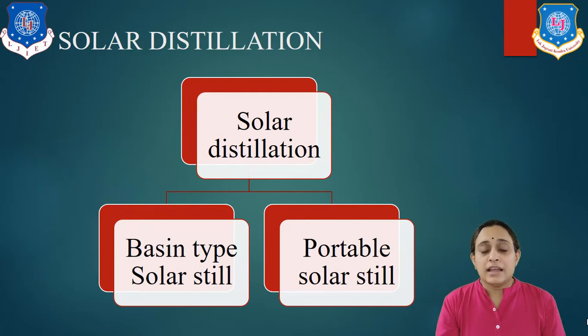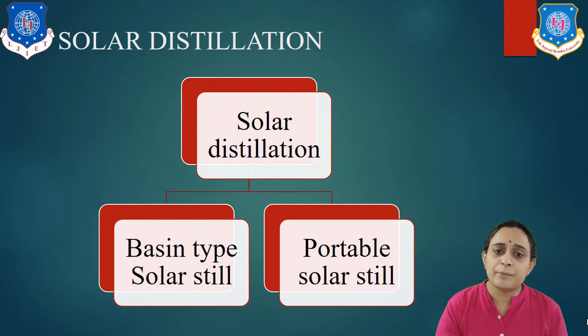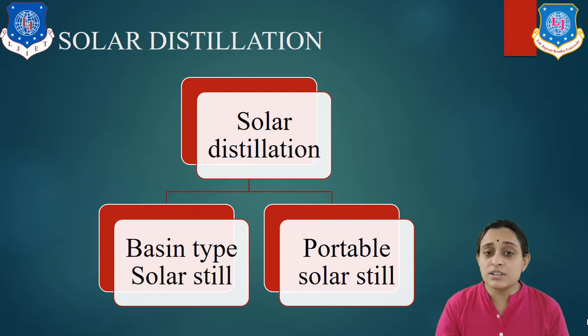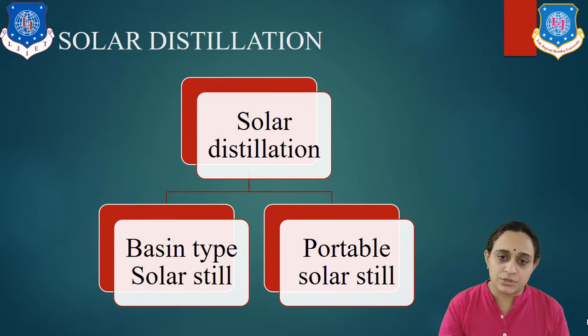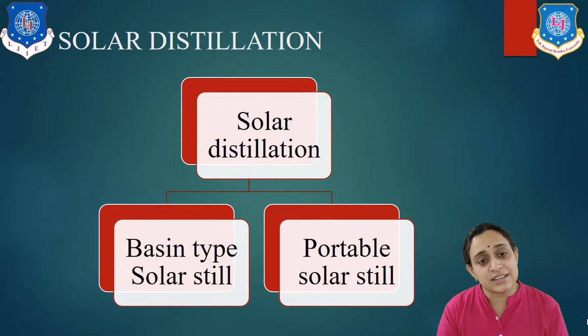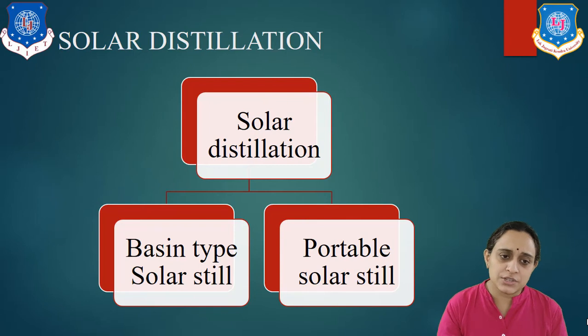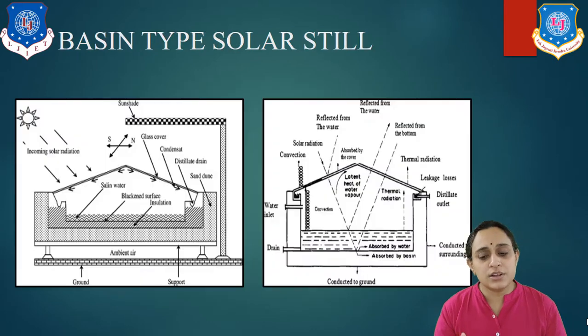Now, about the solar distillation process. First you should understand what solar distillation is. Distillation is a process of evaporation of salty water and condensing the vapor back into pure water. Okay, it is used to make distilled water. In the solar distillation process, heat energy of solar radiation is used to evaporate the water. The apparatus used for this is called a solar still. There are basically two types of solar still. First is the basin type solar still and second is the portable solar still.